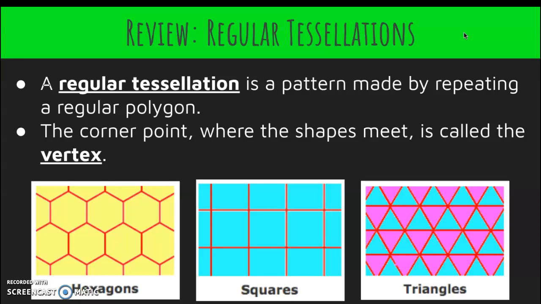Just a quick review, a regular tessellation is a pattern made by repeating a regular polygon. Now, we're not going to be creating regular tessellations today. We're going to be making it a little bit more complicated so that your designs are a little bit more complex and I think a little bit more fun as well. It's still important to remember that the shapes need to meet at a corner point and they need to line up perfectly so that they are not overlapping and there are not any gaps in between them.